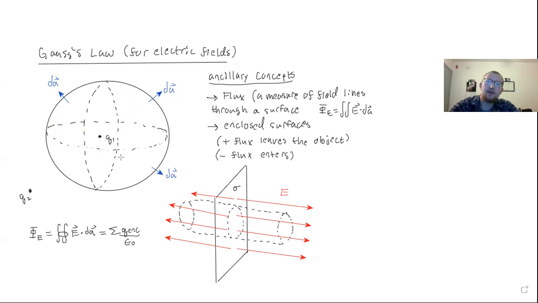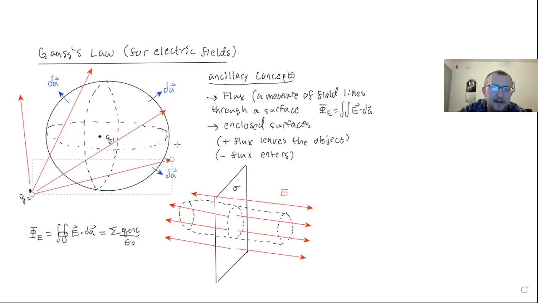So what we've found out is that if you have a charge inside the enclosed surface, there is a flux created, or a net flux that occurs, due to the charge inside the surface. Now taking a look at Q2, let's say it's a positive charge as well. We'll draw a few field lines, just enough to get the idea.